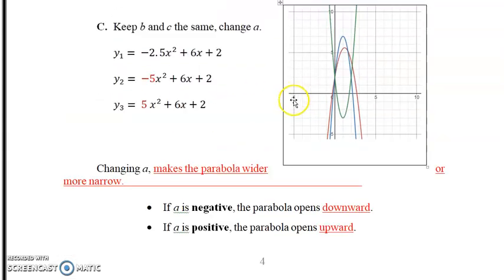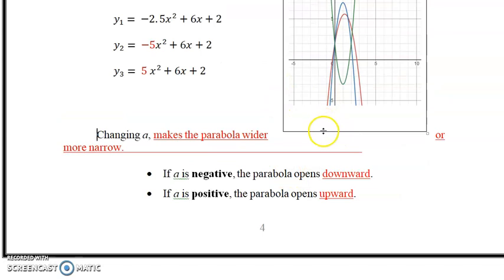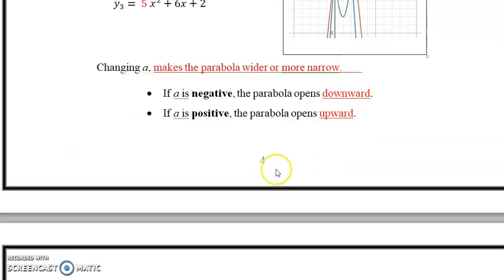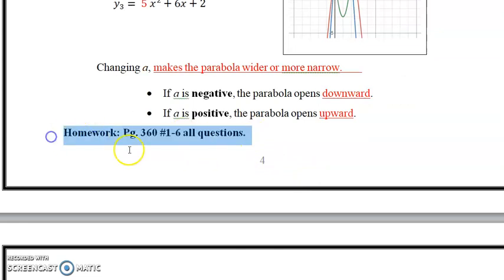All right. So what we're going to do now is we're going to work on some of the questions from page 360, numbers 1 through 6. All right, and that's what we're going to work on now.